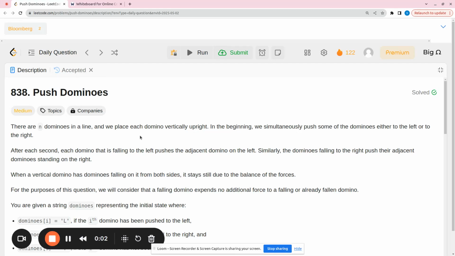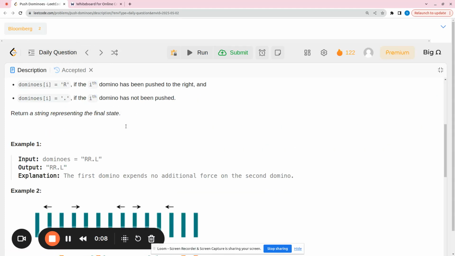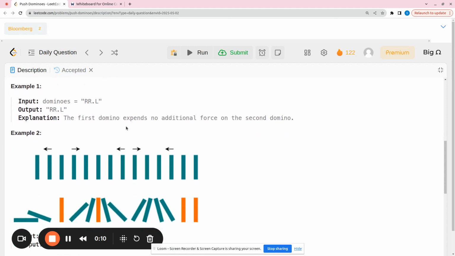Hi guys, today's Leetcode daily problem is Push Dominoes. This question has also been asked in Bloomberg. So we are given n dominoes and initially they are standing upright. Now we have pushed some dominoes to the left and some dominoes to the right simultaneously. Now they'll start falling in the left and right direction.